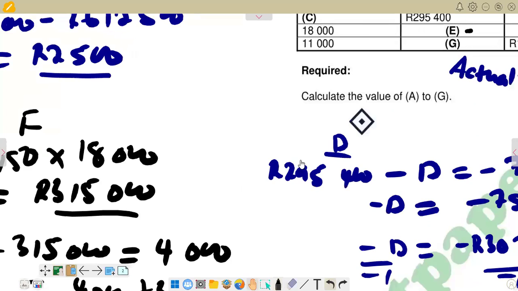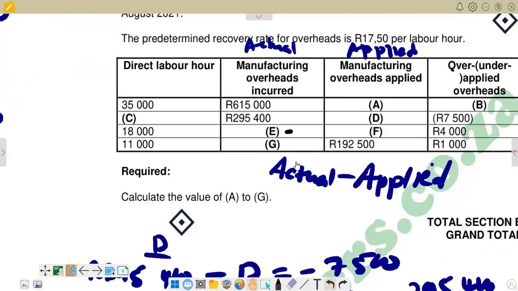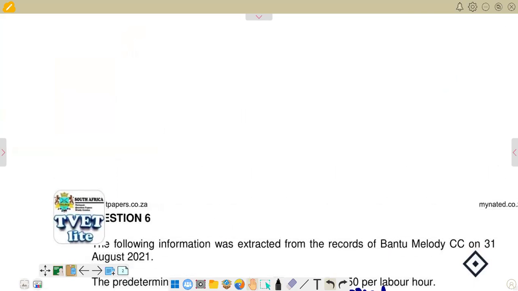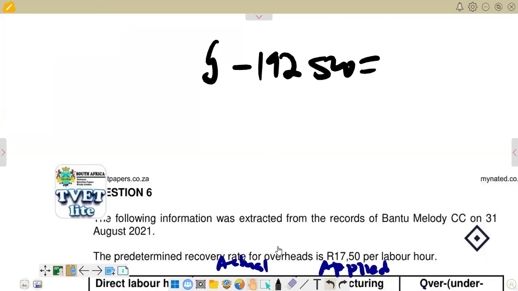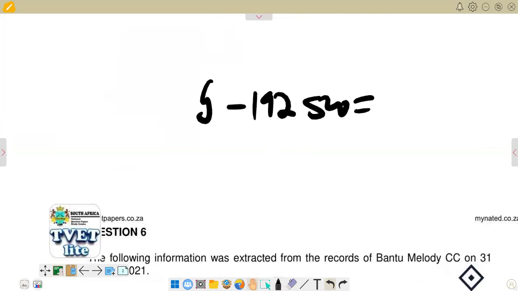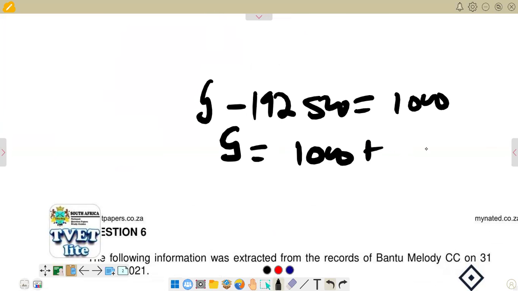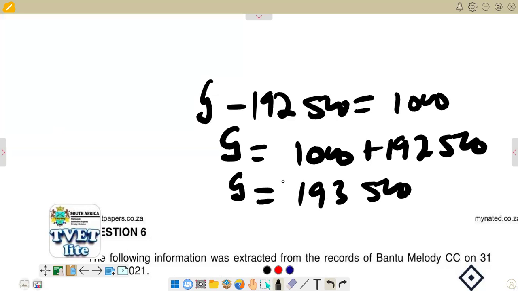So it means now we've got our E, we've got our F. So we are left with our G. To find our G, remember we say manufacturing overhead incurred minus manufacturing overhead applied gives us the variance. We see that we've got a positive 1,000 there. So we are saying G minus 192,500 gives you the difference, which is a positive 1,000. Then we can make G the subject of the formula: 1,000, this one goes to the other side and becomes positive 192,500. So basically G is equal to 193,500. So this is what we have according to G.